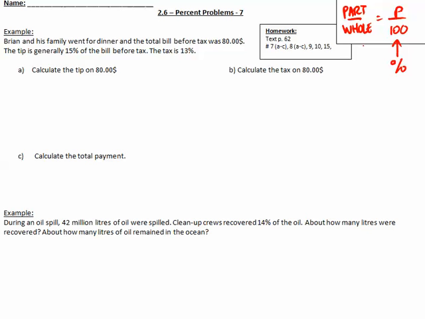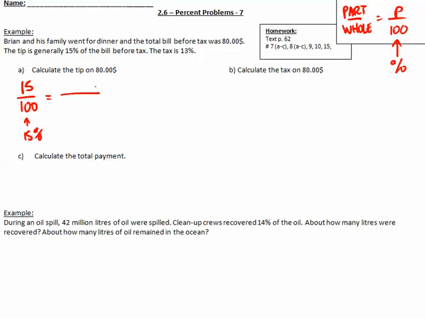So Brian and his family went for dinner and the total bill before tax was $80. The tip is generally 15% of the bill before tax, and then the tax is 13%. Calculate the tip on $80. So take a look at the tip. The tip is generally 15%. So let's change 15% into fraction form. So that's 15 over 100. This is the same thing as 15%.